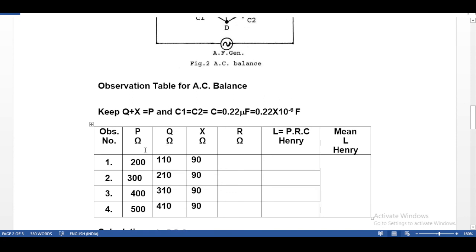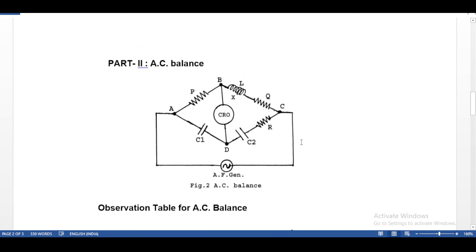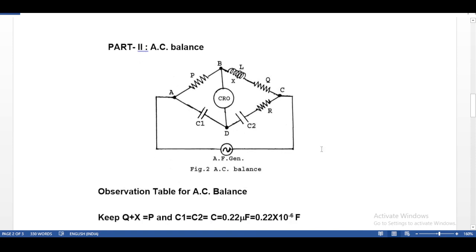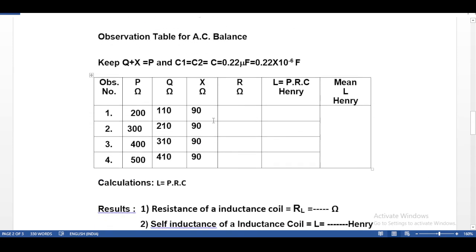As you observe the values of P and Q, there is a slight change. There is a slight increase or slight difference in these values of P and Q, because as you observe the diagram, P and Q are both in opposite branches. When the bridge is balanced, this ratio should be equal to this ratio, that is the bridge balancing condition, and that is exactly proved here, and therefore we proceed further for L equal to PRC, meaning L in Henry.